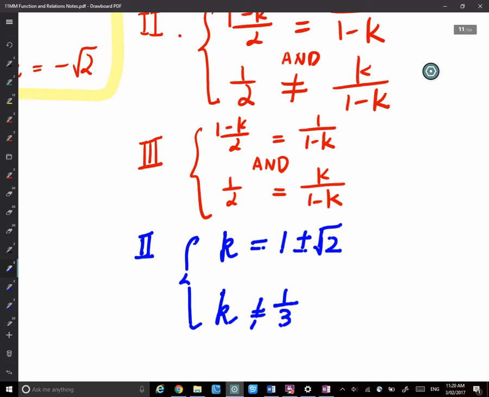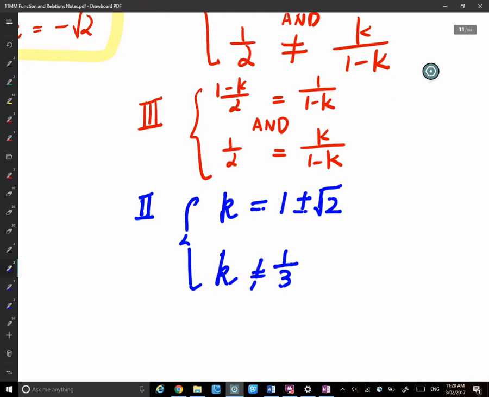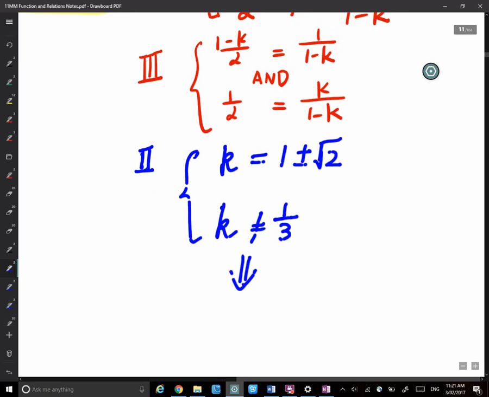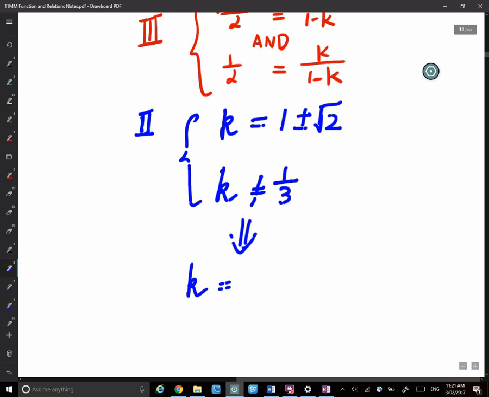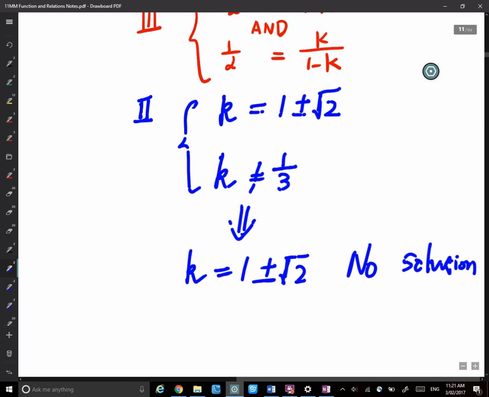You want to satisfy both. So you want K equals to 1 plus minus root 2, and at the same time, you want K not equals to a third. So to make this conclusion, K will equals to 1 plus minus root 2. When K equals to that, there will be no solution.